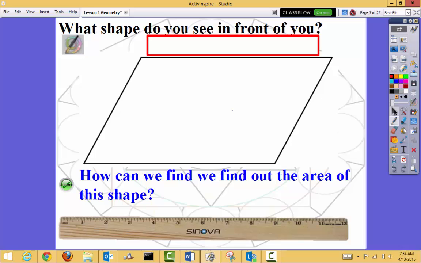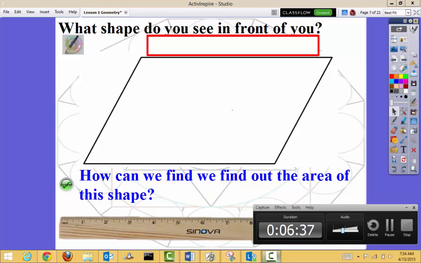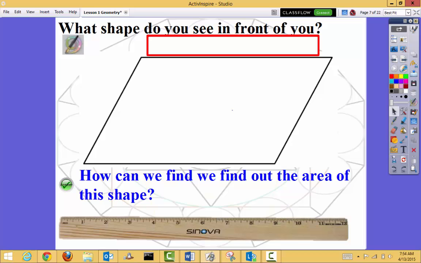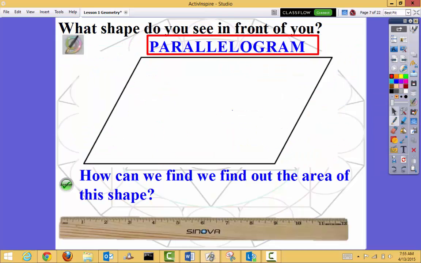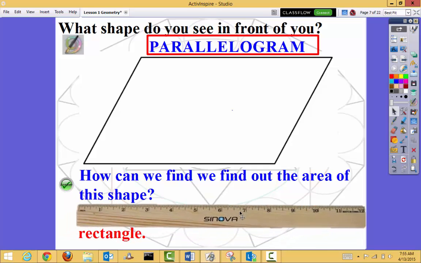So let's look at this first one. What shape do you see in front of you? Well, hopefully we recognize it's not a rectangle because its sides aren't right angles. This is a parallelogram, not just a simple rectangle. How can we find out the area of this shape? Well, that's easy. I just refer to my previous slide. It's base times height, how long it is times how tall it is. So it's going to be that same thing we've been working with back in 6th grade.